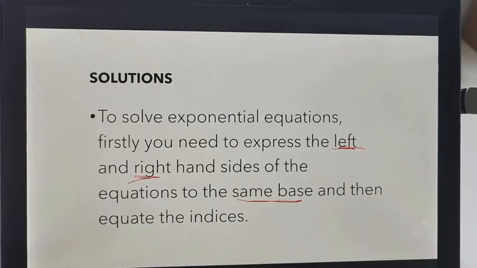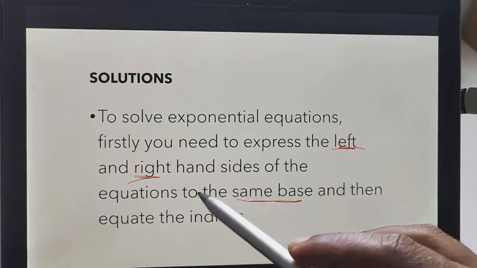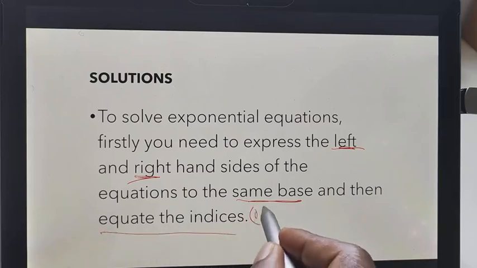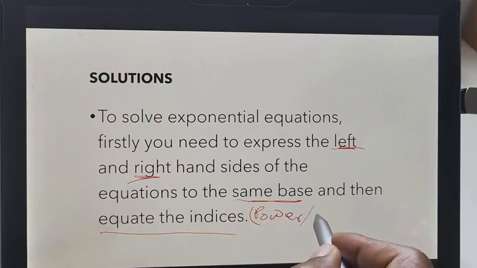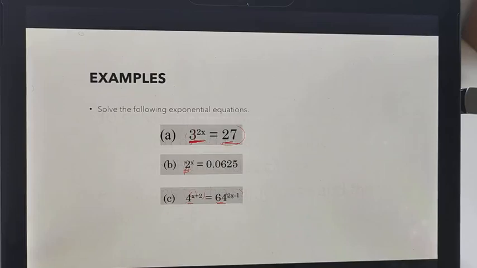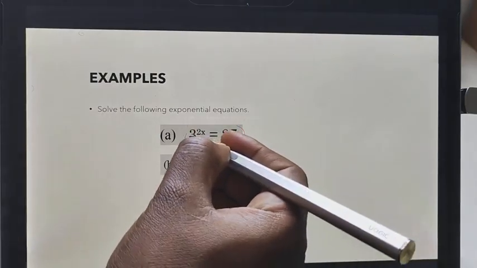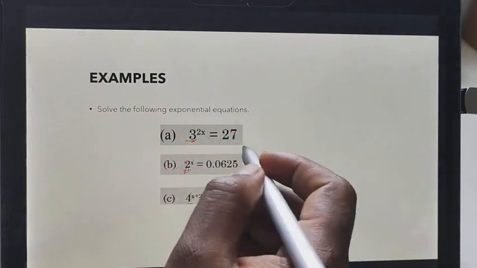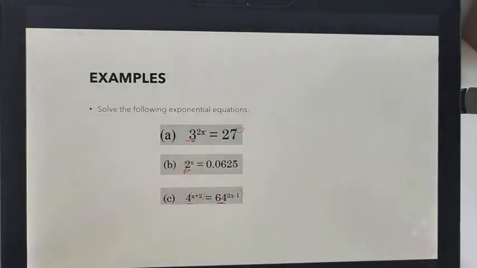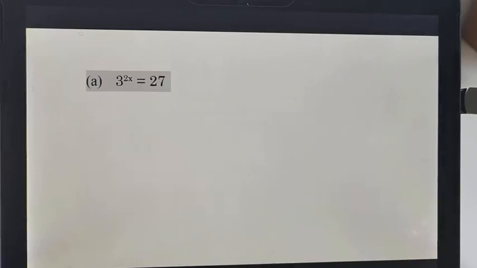So those are our rules. You make sure left hand and right hand side of the equation must have the same base. Then after having the same base, you need to equate the indices. Indices is the same as to say power or exponent. So they need now to be equated. Let's look at examples.